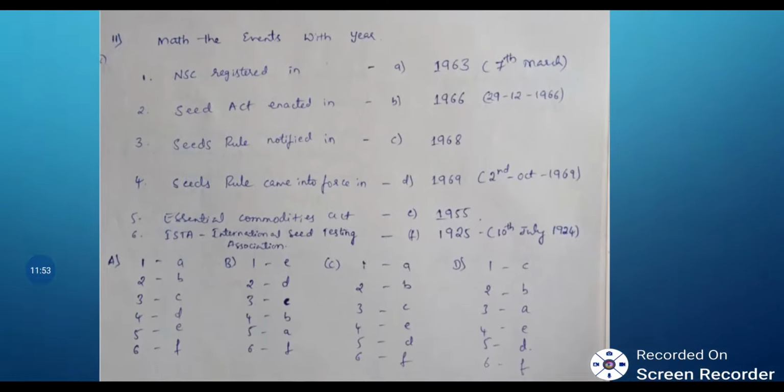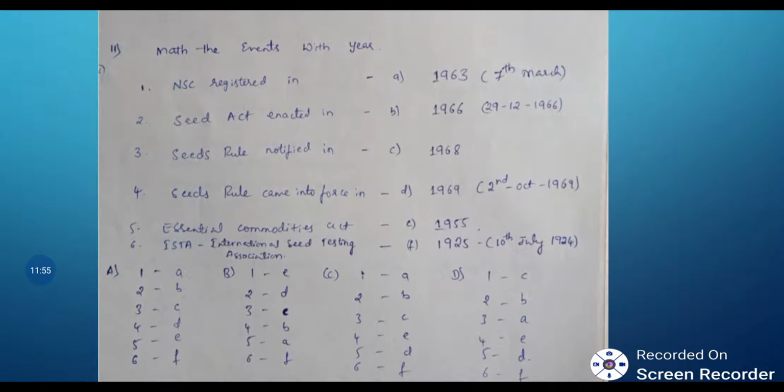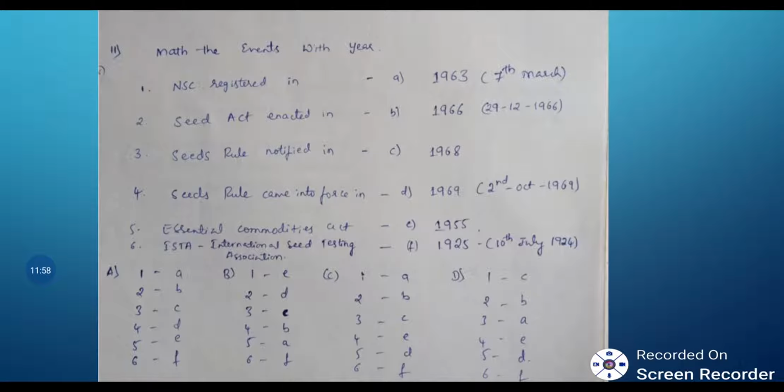We'll move to the next question. Here, matching according to events in different years. This is also already matched. NSC, that is National Seed Corporation, was registered in 1963 on 7th March. This question is often asked in the exam, so you need to remember along with the date, that is 7th March 1963. Seed Act enacted in 1966, that is 29th December 1966.